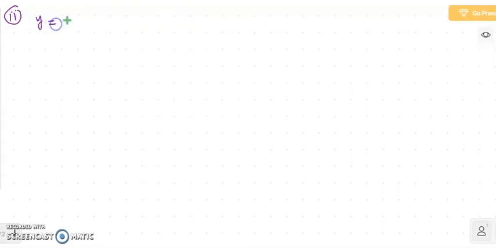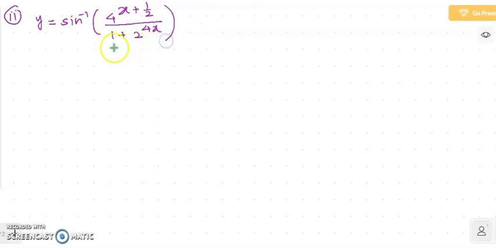Y is equal to sine inverse of (4 raised to x plus half) whole divided by 1 plus 2 raised to 4x. We shall make it a little bit simple.